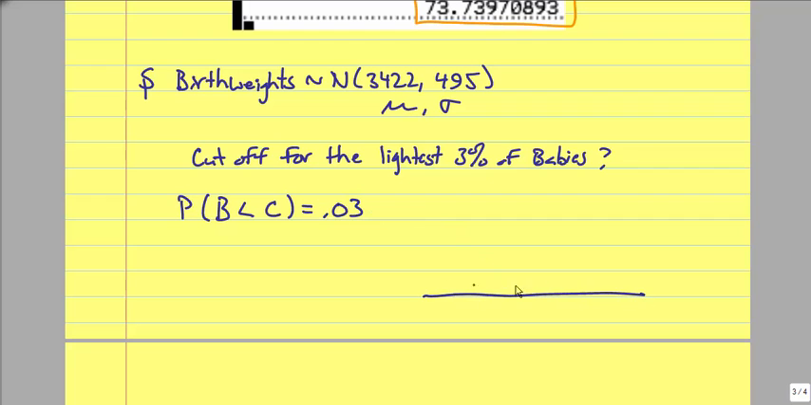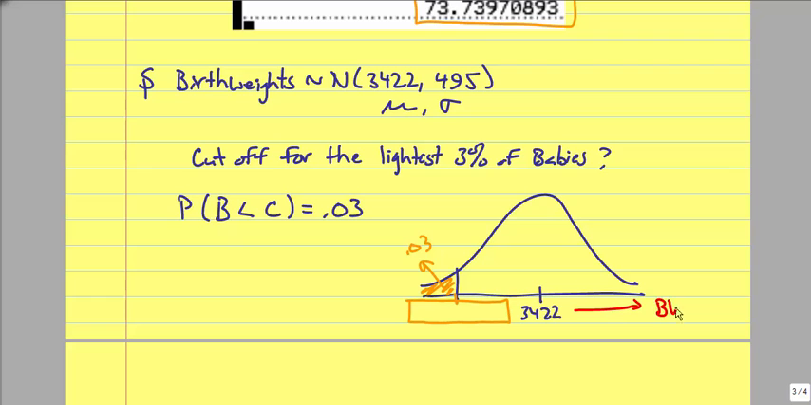So the picture, in that nice little normal curve, our mean is 3422. And what we know down here is this area is 0.03. We already know it's 0.03, so right away I know I'm working this problem backward. And this is the weight that I'm looking for, right here. What is that weight that creates this? These are my birth weights, BW. The mean standardizes to zero, and what I need to do is work backward now. So if I look up phi of this value of C, I know I get 0.03.